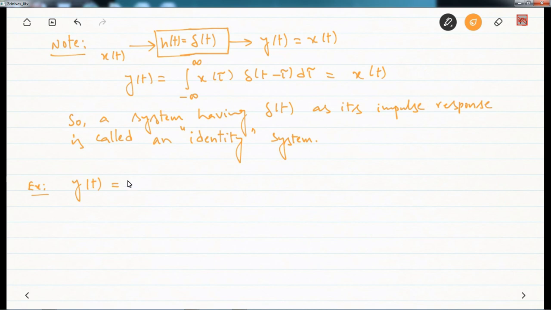Let me take an example: y of t is equal to x of t minus 1, right? So it's a delay system.